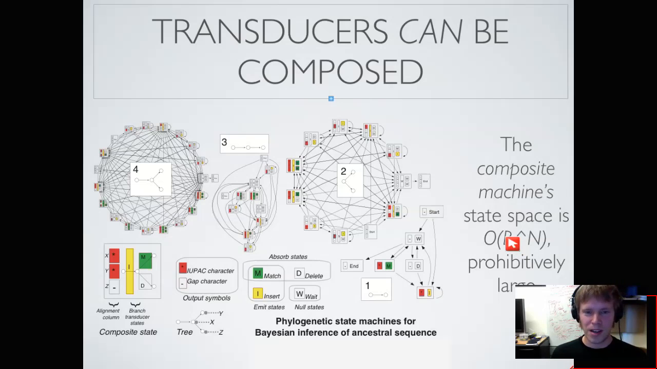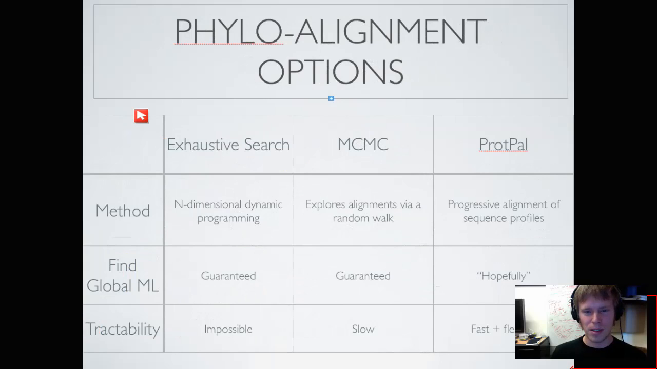This is just showing what the state spaces look like for composing transducers on a 4-node tree, 3 nodes in parallel, and this 2-node and ancestor tree that I mentioned earlier. The point of this is just that this is possible, and it gives us a really nice framework to do genuine indel modeling, but it just isn't really practical for real-world problems.